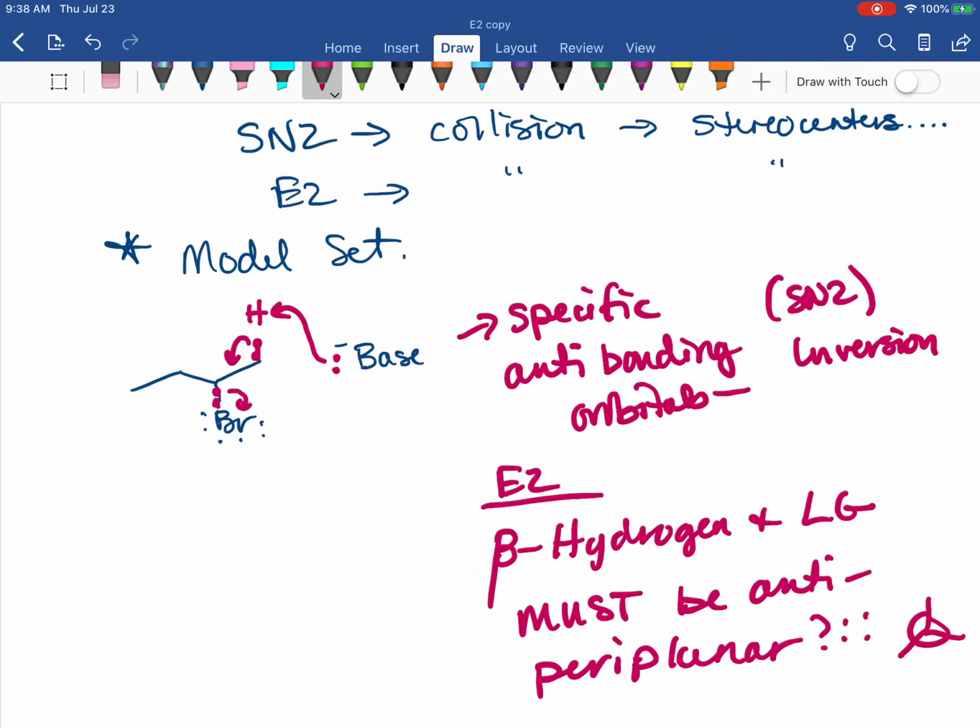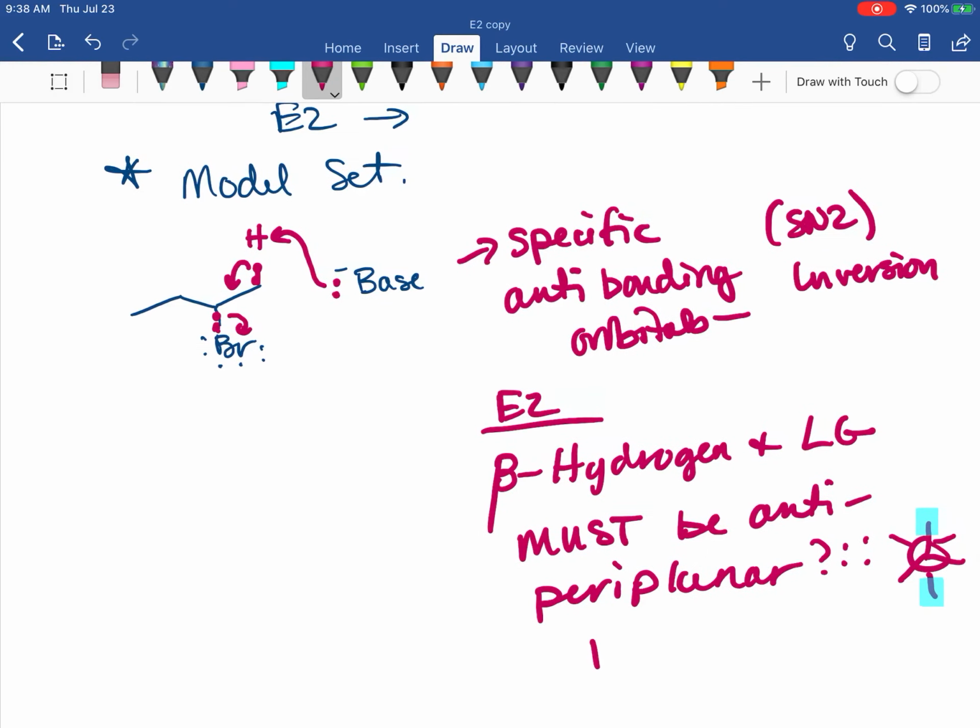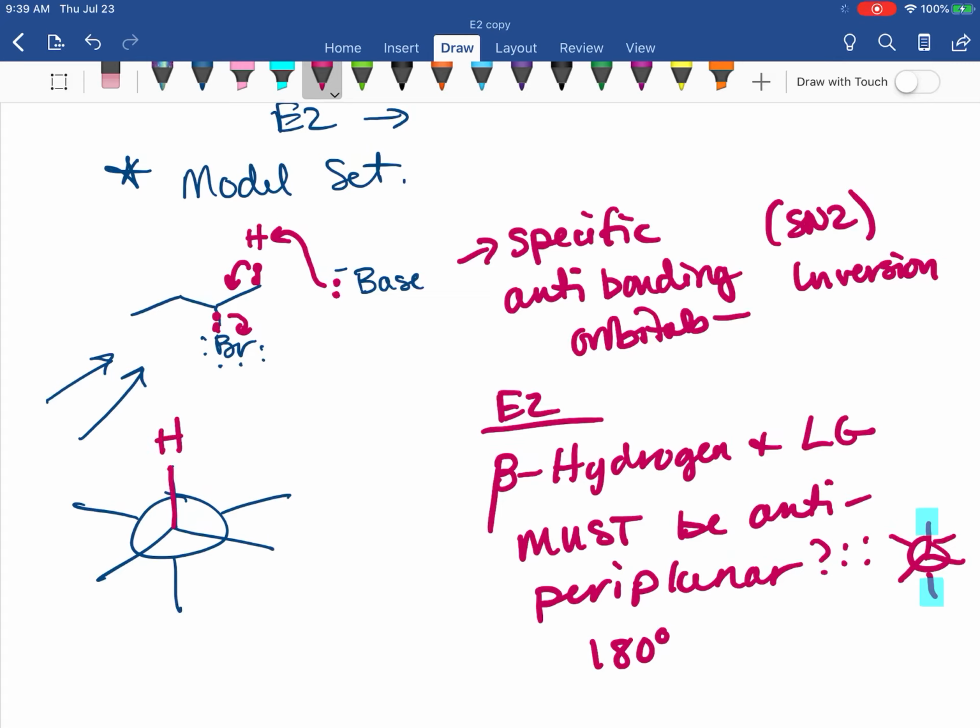What? Where have we heard that before? Our Newman projections. Anti-periplanar is exact opposite, 180 degrees from each other. Okay. So that means the reaction that we are looking at right here, what would that need to look like? That would need to look like, let's put our beta hydrogen right up here. That means that your leaving group has to be down here.